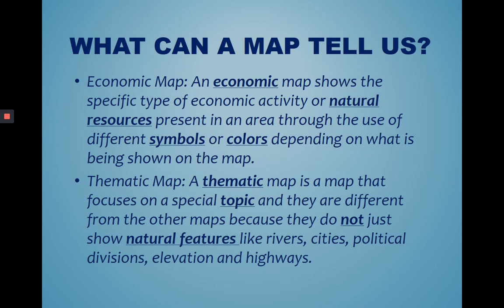The last type of map that we're going to talk about is a thematic map. A thematic map is a map that focuses on a special topic, and they are different from the other maps because they do not just show natural features like rivers, cities, political divisions, elevations, and highways.